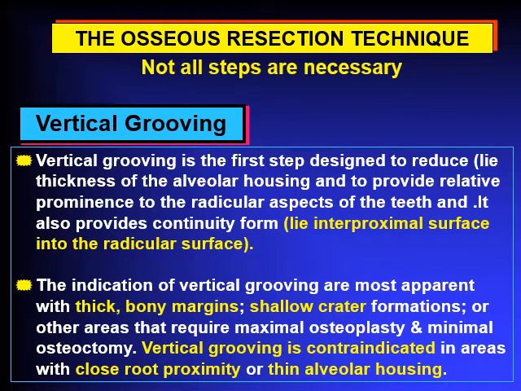Number 1, the vertical grooving. I will show you how it is done in the following diagram. It is the first step designed to reduce the thickness of the alveolar housing and to provide relative prominence of the radicular aspects of the teeth. And it also provides continuity from the interproximal surface into the radicular surface.